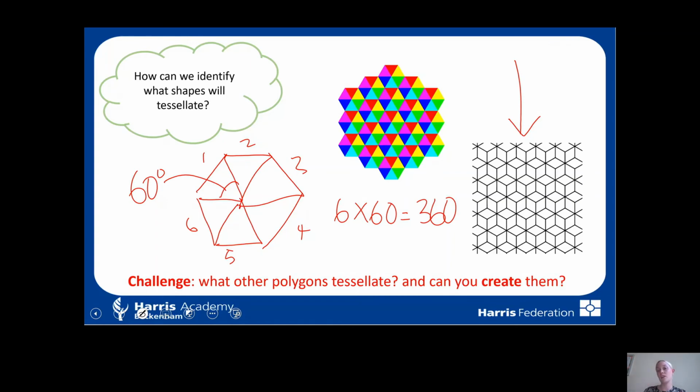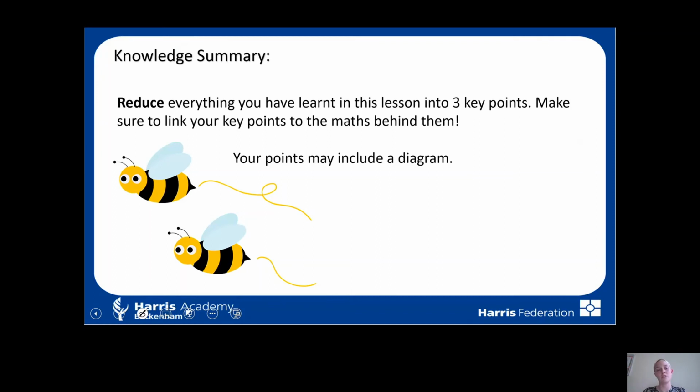Okay, I've got a really nice video to show you, but before we do that, I want you to come to your own conclusion. I want you to reduce everything that we have learned in this lesson, everything we've spoken about, into 3 key points. What has really stood out for you? Okay, make sure to link these to maths, obviously. Okay, link it to your angles, link it to tessellation. Okay, why do you think bees instinctively knew that hexagons were going to be the best to do the job?